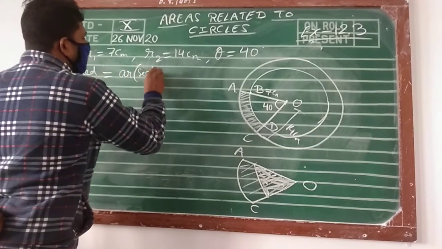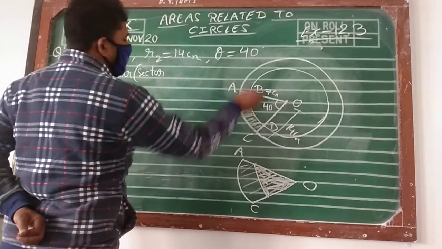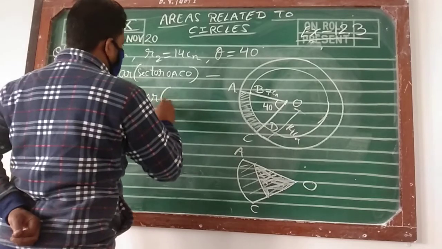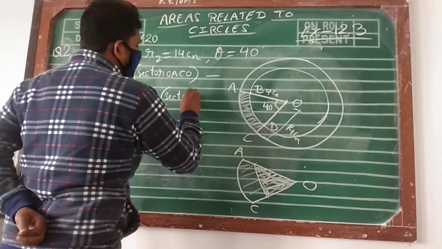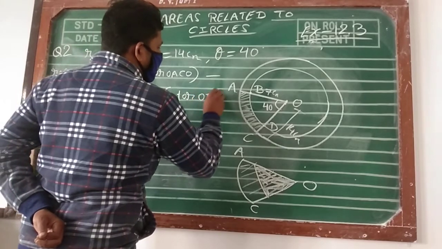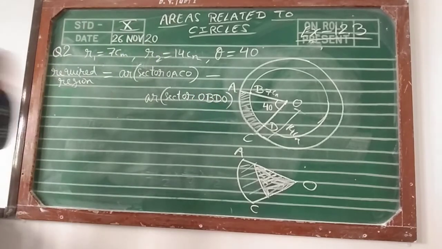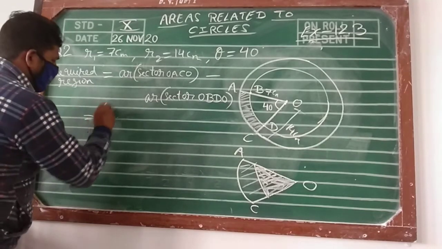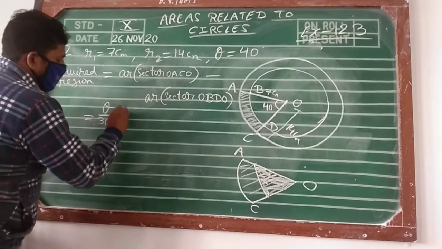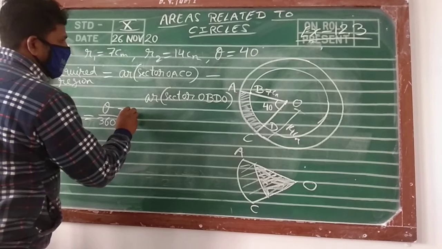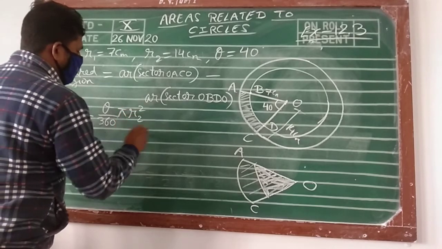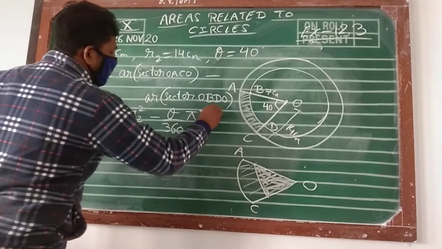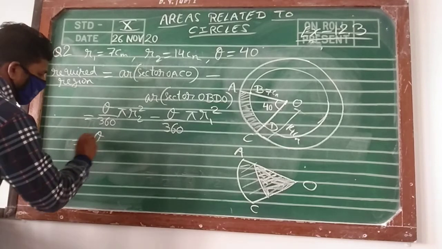Area of sector OACO minus area of sector OBDO. By subtracting these two areas, we are getting the required region. And area of sector we know is theta upon 360 into pi r square. For this one we are taking the radius as R2, so theta upon 360 pi R2 square minus theta upon 360 pi R1 square.